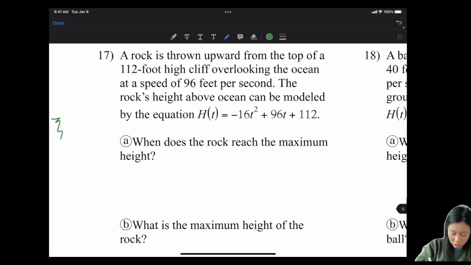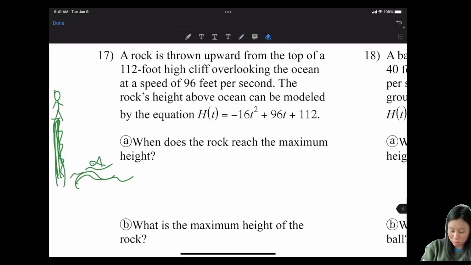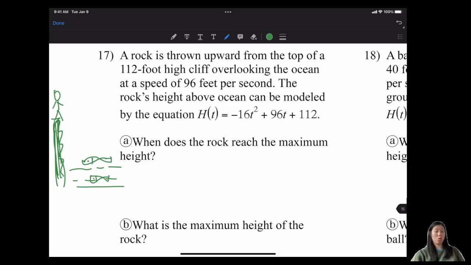So that means this is, I don't know how to draw. So this is the cliff. You were standing here. And this is the ocean. So in order to make it look like ocean, I'm going to draw a fish. Okay, so you throw a rock.